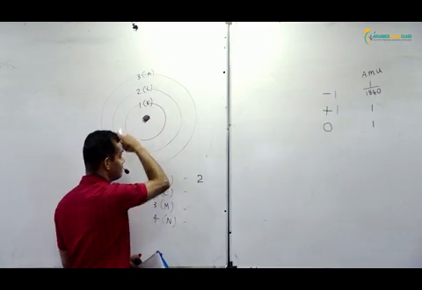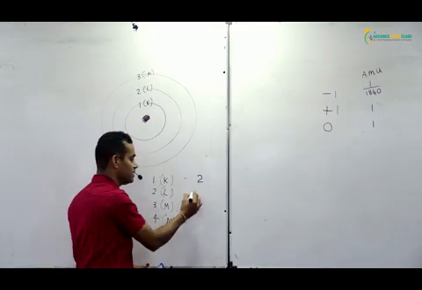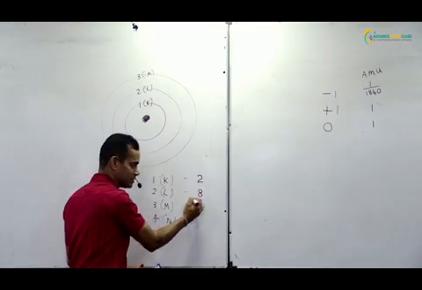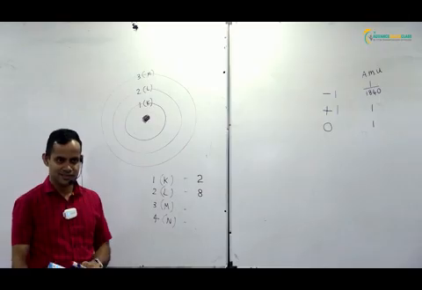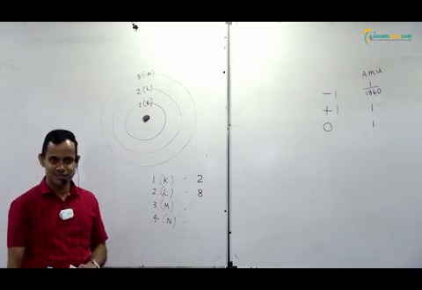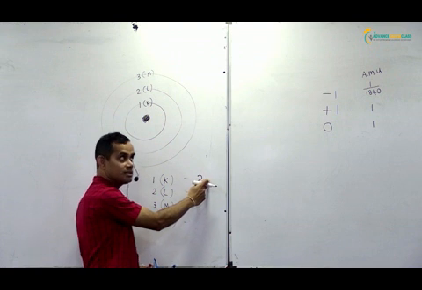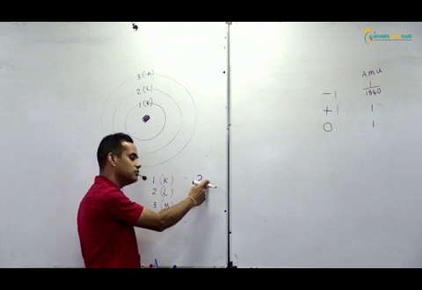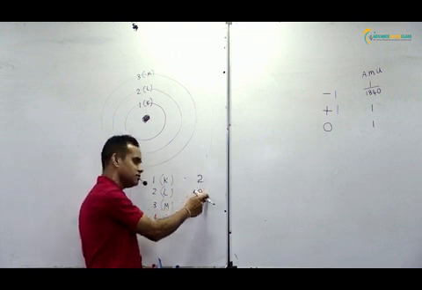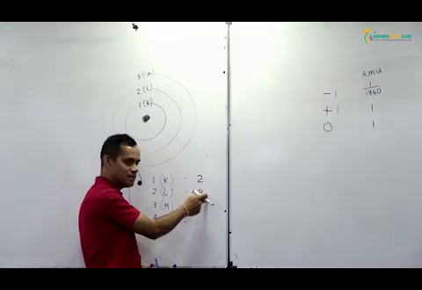The second energy level is a larger one, and there can be a maximum of 8 electrons. For example, if one atom has 6 electrons, 2 are in the first energy level. 6 minus 2, how much is the balance? 4. Where are those 4? Those 4 are here in the second level. Up to 8 there can be.